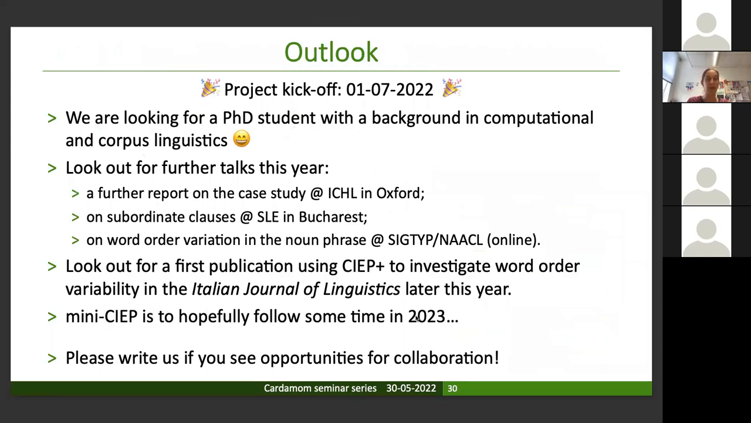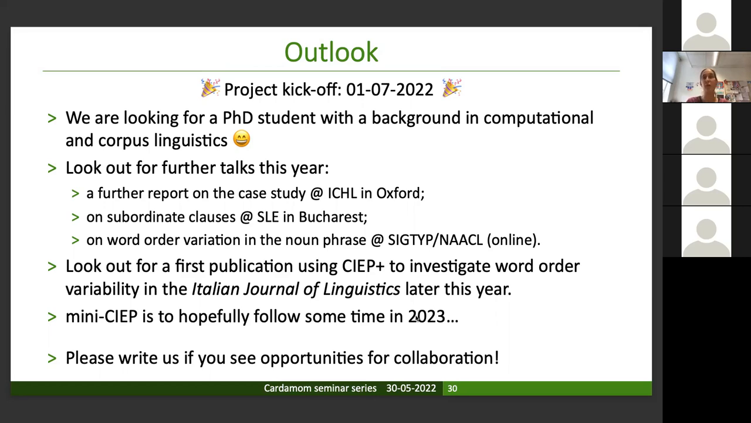Here comes kind of the outlook. We have a kind of a project kickoff, not really. So this project will start on the 1st of July. We are looking for a PhD student that can tackle basically all of the computational and corpus linguistic aspects of getting all of this annotation for an information status that I talked about. So if you have any ideas about that, we would be very pleased to hear them.